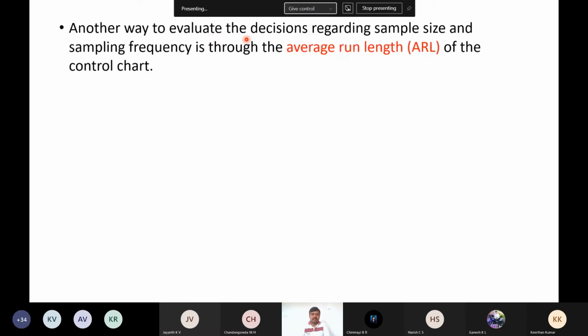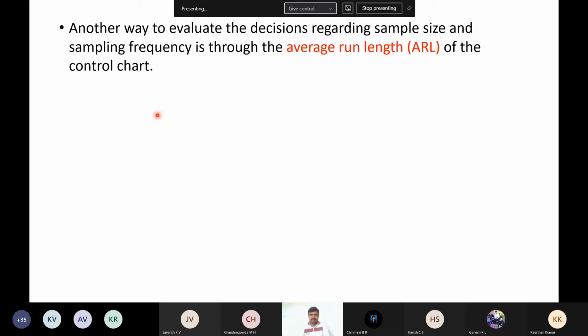Another way to evaluate the decisions regarding sample size and sampling frequency is through the average run length of the control chart. It is like after how many samples, or after how many units of evaluation, a point may lie outside the control chart. If you plot 20 samples, and on average after 10 samples you get a point outside the control limit, that means the average run length will be 10.